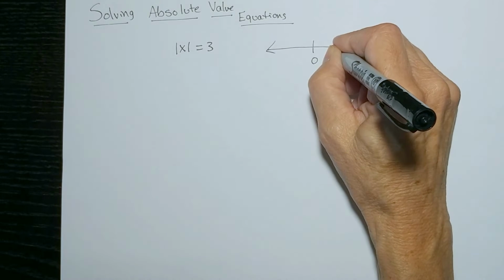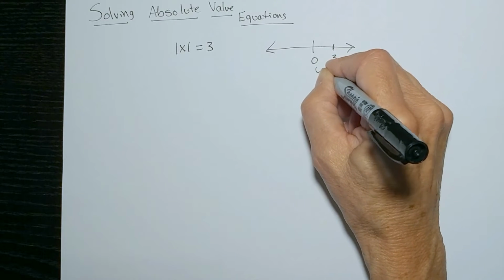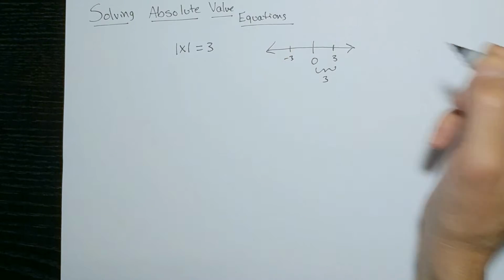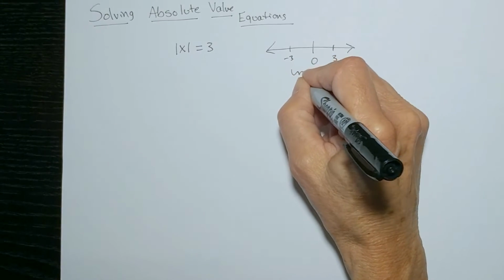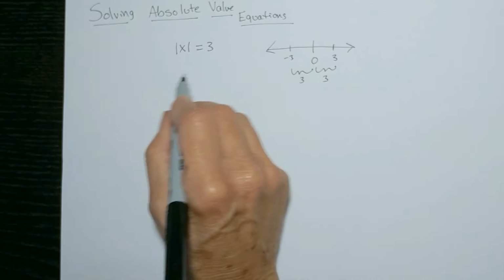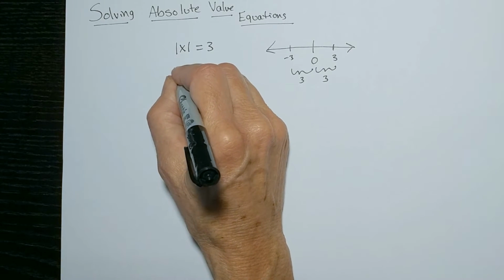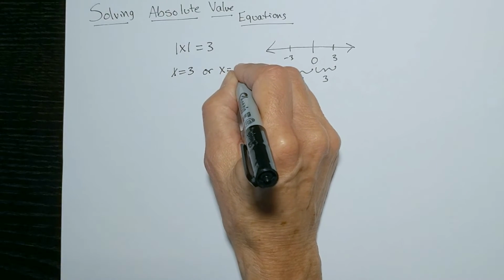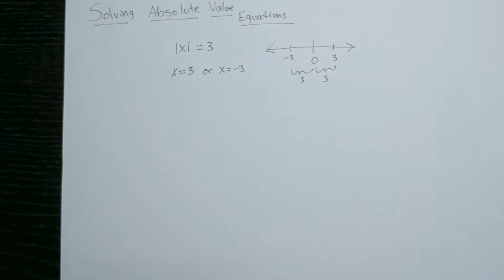3 is 3 units from 0, and -3 is also 3 units from 0. So there are two values for x that would make this statement be true. X is equal to 3 or x is equal to -3. Those are the two statements that would make this be true. So when you're solving an absolute value equation, there are always going to be two statements that come out.